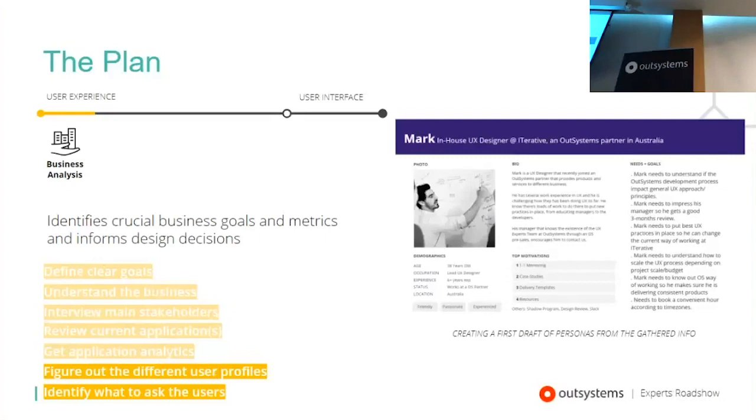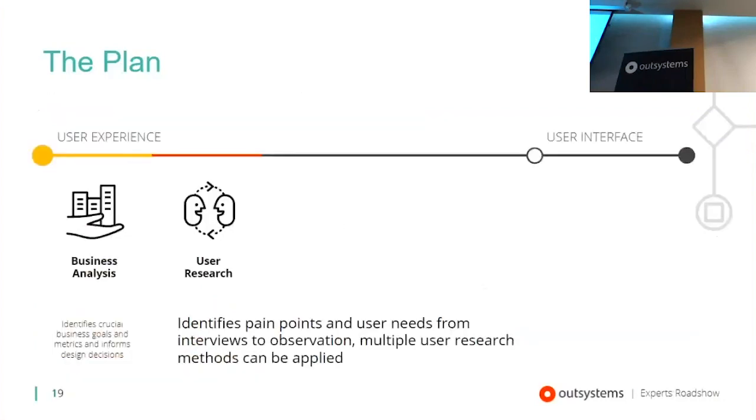Then you would have somebody like an admin who approves the leave or approves the expenses, things like that. So these are different personas. And if you identify them in the starting, it will be more relatable for whom you're solving the problem for. And the last step of business analysis is to identify what to ask users. It will be more clear when I go next in user research.